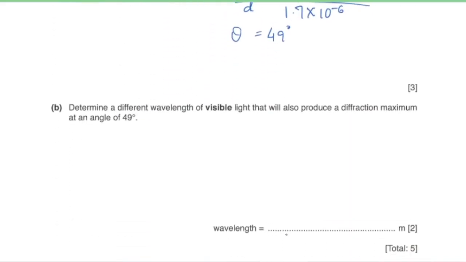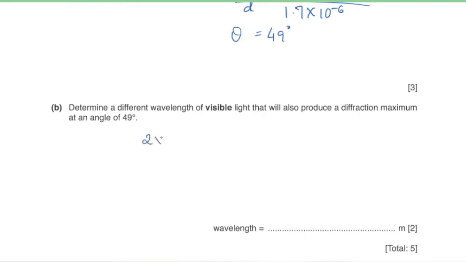Part B, determine a different wavelength of visible light that will produce a diffraction maximum at an angle of 49 degrees. So among all visible lights, red has the longest wavelength. Now some color that produces a maximum at a shorter wavelength, which also means that the number of orders forming will increase by 1, from 2 to 3. In the previous part, the highest order maximum forming was 2, so this time it will be 3, as the wavelength will be decreasing, so the order should be increasing by 1 as they are inversely proportional to each other.